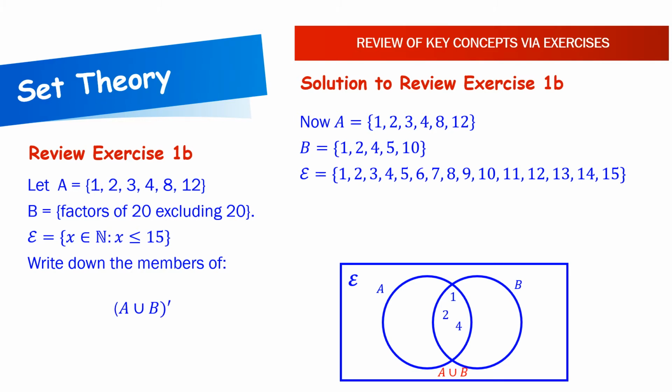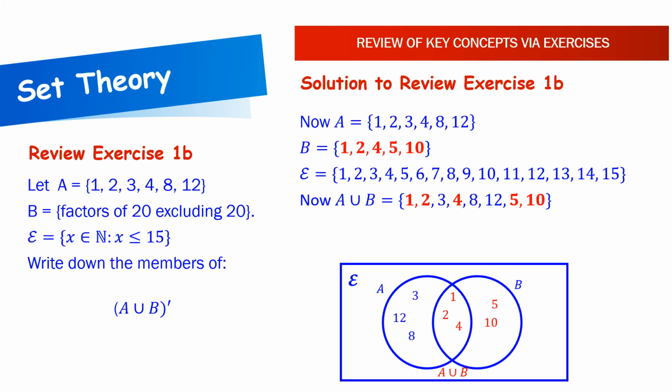And now for exercise 1B. We're required to find A union B complement, which means everything not in A or B. So let's find what's in A. We've already covered 1, 2, 4, which is in A. So the rest of the elements are 3, 8 and 12. So we put those in A, but not in A intersect B.